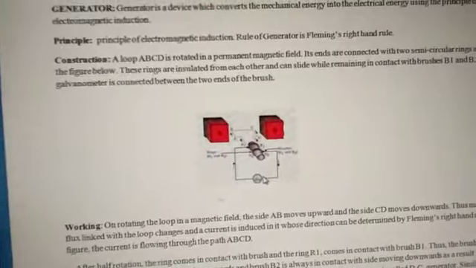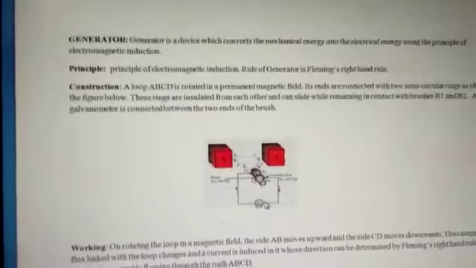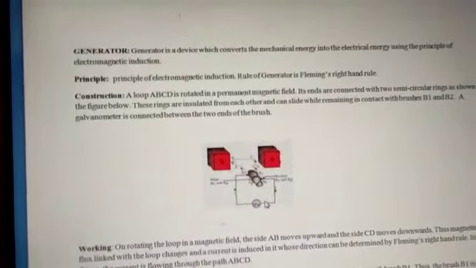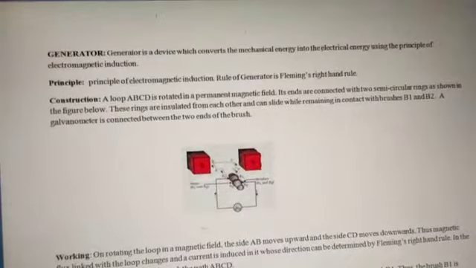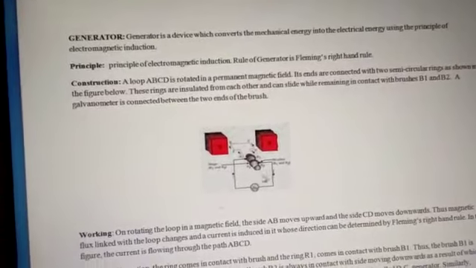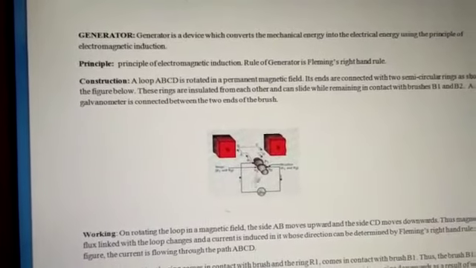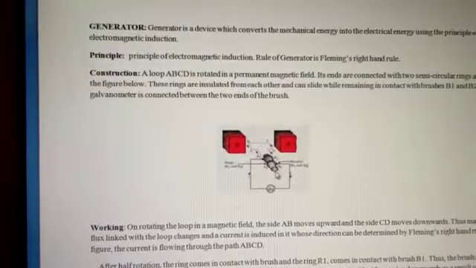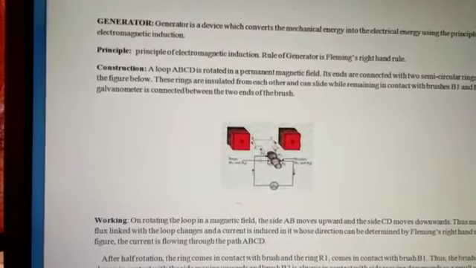Now this is the construction of the generator. So what is the meaning of generator? A generator is a device which converts mechanical energy to electrical energy. Okay. Now here there is no current passed through this one. So we have to rotate this particular coil.